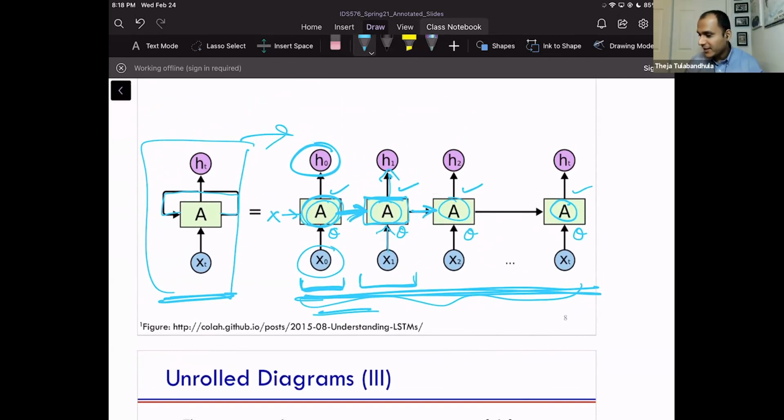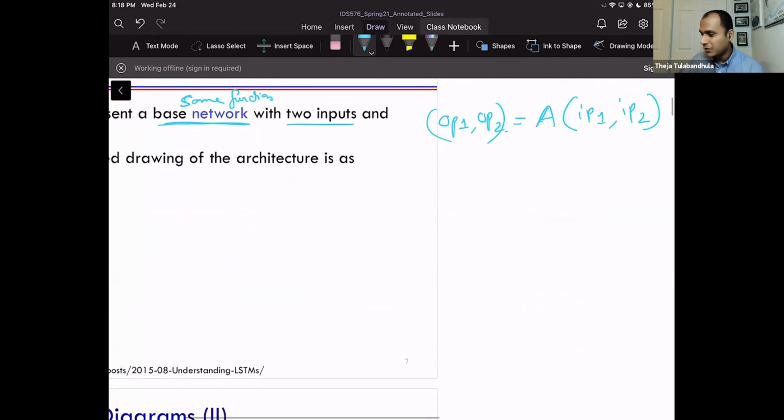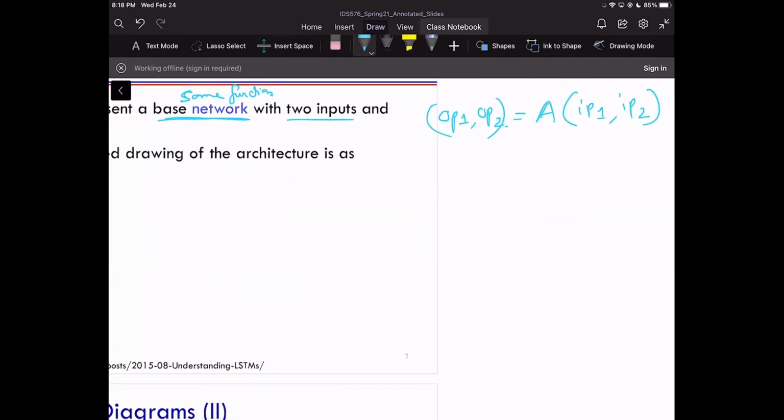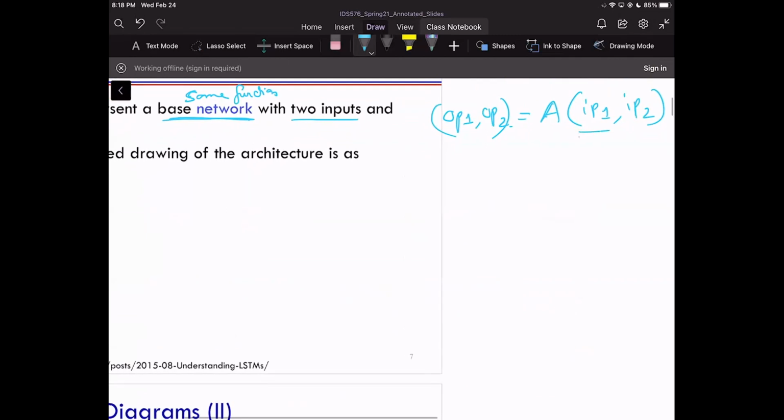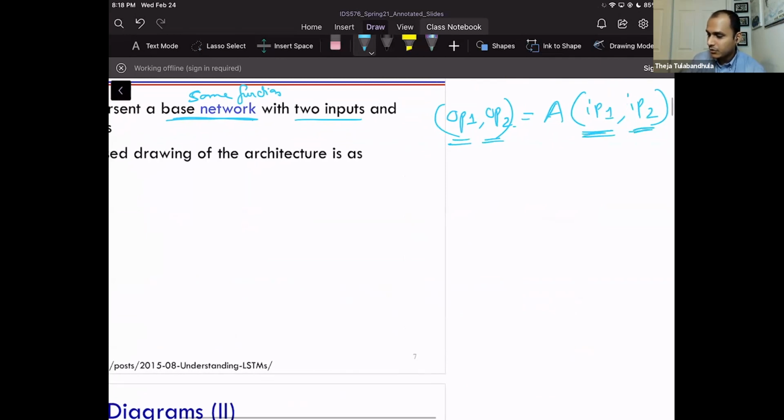At this point, everything should not be clear because I haven't told you what A is. For now, just think of A as a function. I could have used F, it doesn't matter, A or F. It's some function which takes 2 inputs and produces 2 outputs. In fact, we'll later see that the 2 outputs are also optional. But anyway, some function which takes 2 inputs and produces 2 outputs.